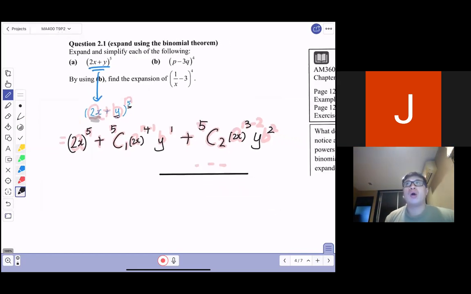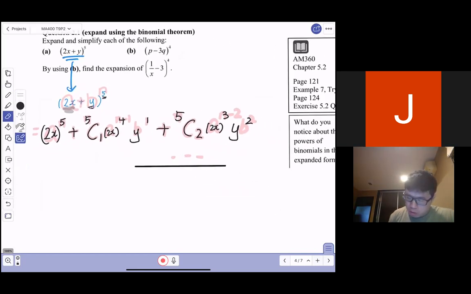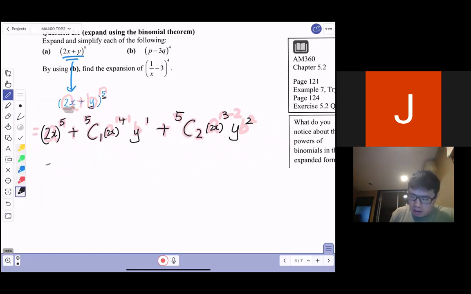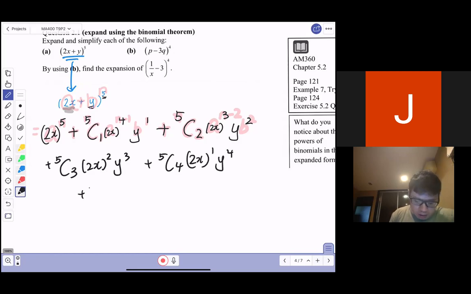And so I will go on. I'll keep drawing the rest. Basically, it is 5 choose 3, 2x to the power of 2, y cubed. 5 choose 4, 2x to the power of 1, y power 4, plus 5 choose 5, which is basically nothing, so it's just y power 5. You can see that my powers of y are increasing 1, 2, 3, 4, 5. You can see that my powers of x are decreasing 4, 3, 2, 1.